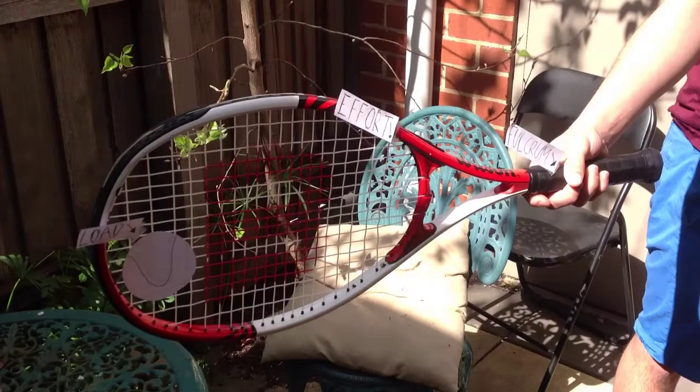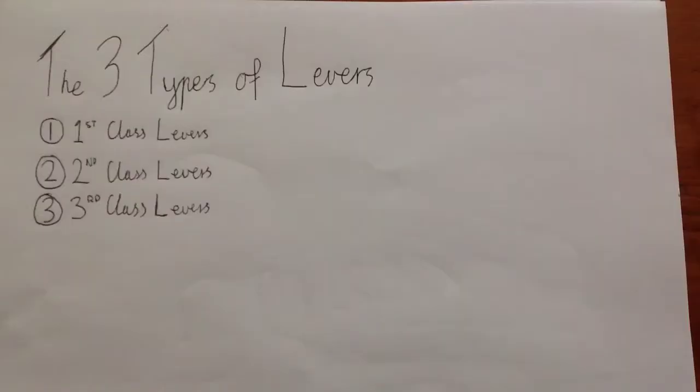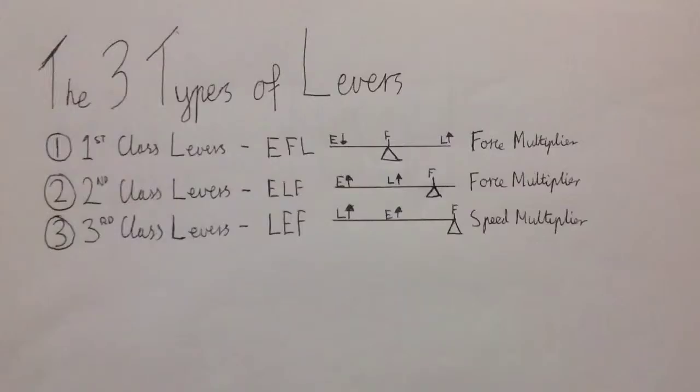As I hold Vince's tennis racket, the order is LEF, load being the tennis ball, effort being the racket, and fulcrum being my hand. In summary, the three types of levers are first class, second class, and third class levers. First class and second class levers are force multipliers, and third class levers are speed multipliers.